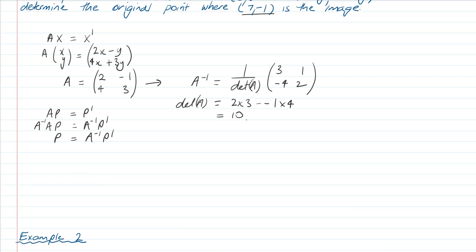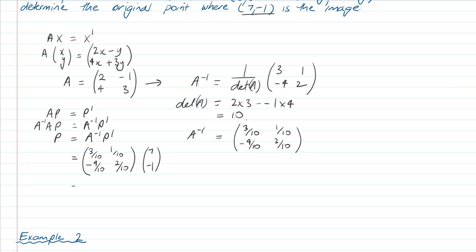We can now say that A inverse is equal to, well actually I might do it as fractions, 3 over 10, 1 over 10, negative 4 over 10, and 2 over 10. I could simplify some of those, but I'm going to leave it. 10 is a really nice denominator, so let's leave it as 10. And that means that P is equal to 3 over 10, 1 over 10, negative 4 over 10, 2 over 10, times by our image point, 7, negative 1.